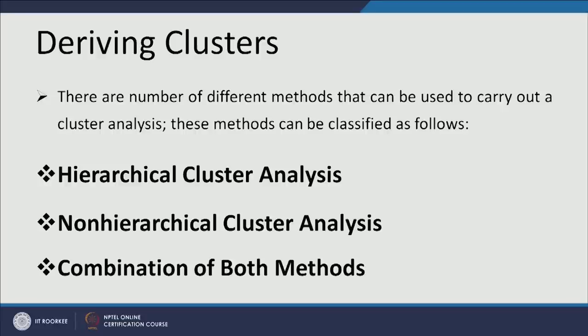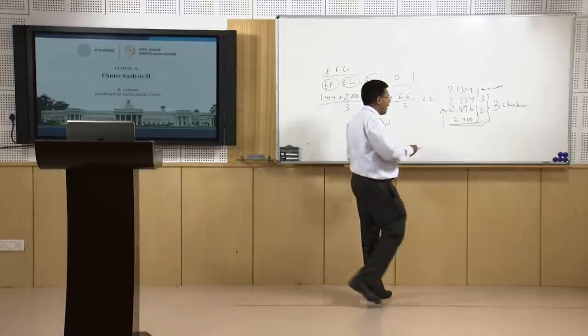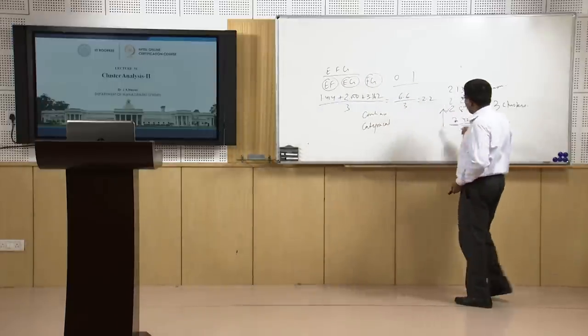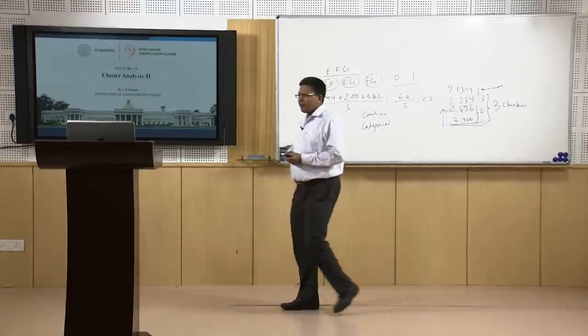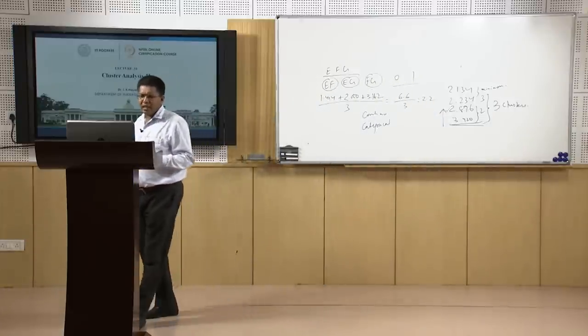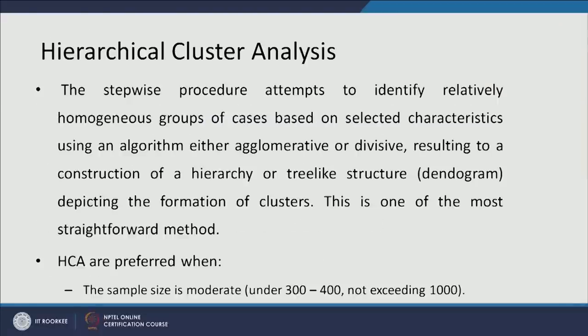So we saw through the hierarchical clustering method, through the agglomerative schedule, that you are looking at the change in the value, and the point at which you find the maximum change, you retain that as the number of clusters, right. So as I had said, hierarchical clustering analysis, we just discussed it. This is preferred when the sample size is moderate, around 300 to 400 and not exceeding 1000.